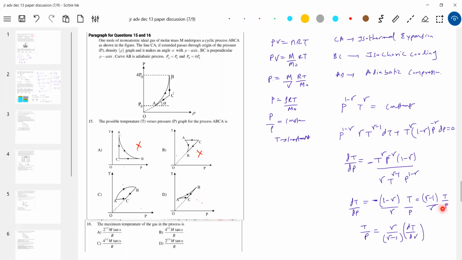So P as a function of T we will write it. Okay, T as a function of P. We'll verify now with this one. Okay, look at the slope at A and B. So slope here is less, as it moves, slope will increase. So correspondingly, as the pressure increases, temperature should increase. Now look at the slope value, dT: here it is less, here it is more.